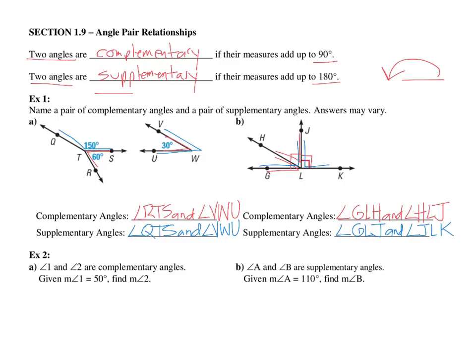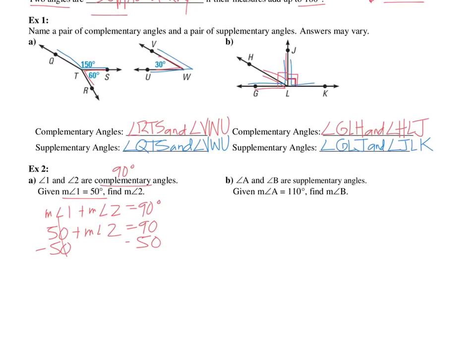Alrighty. For example 2, it says angle 1 and angle 2 are complementary. That means they add up to 90 degrees. Given measurement of angle 1 is 50, find measurement of angle 2. So measurement of angle 1 plus measurement of angle 2 is 90 degrees. They tell you 1 is 50. All right, so all you have to do is subtract. And measurement of angle 2 is 40 degrees. Done.